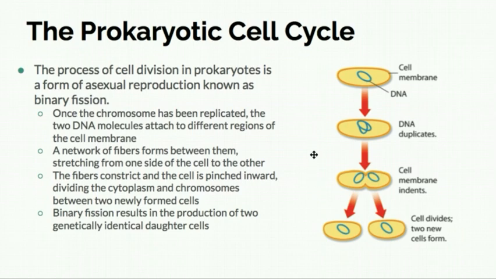Once the chromosome has been duplicated, the two DNA molecules attach to different regions of the cell membrane. A network of fibers forms between them, stretching from one side of the cell to the other. The fibers constrict and the cell is pinched inward, dividing the cytoplasm and the chromosomes between two newly formed cells. And then remember that binary fission results in the production of two genetically identical daughter cells down here.